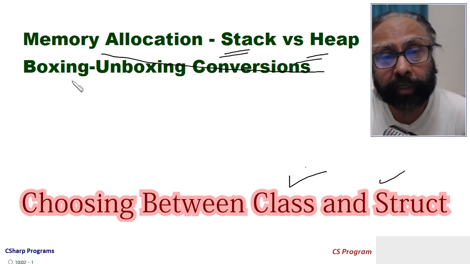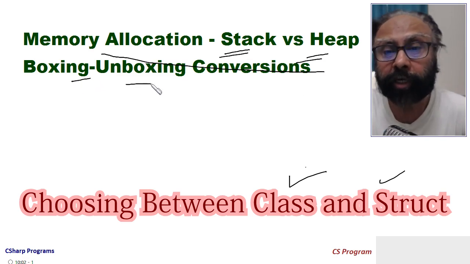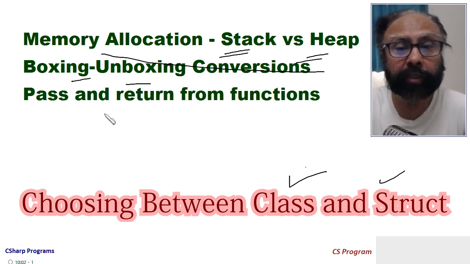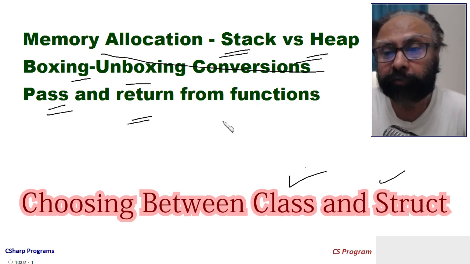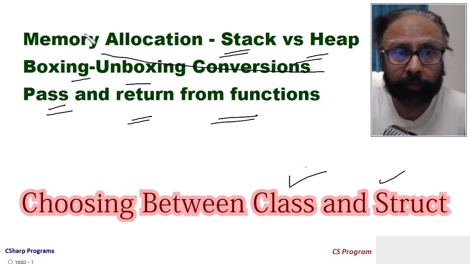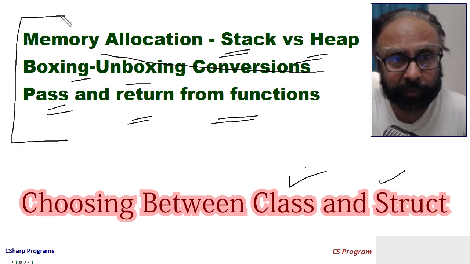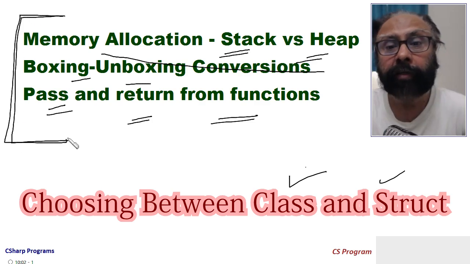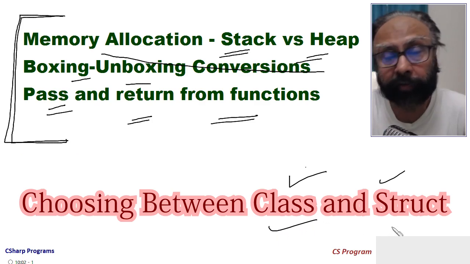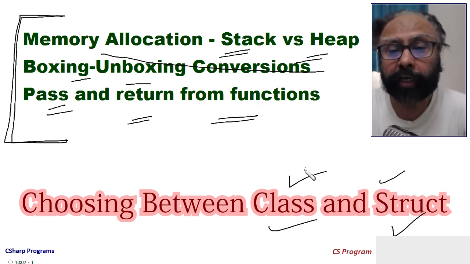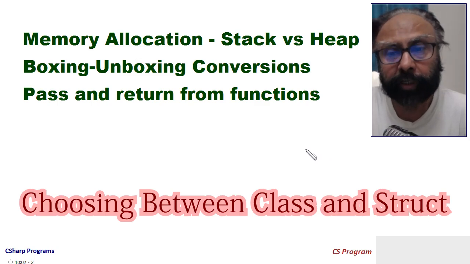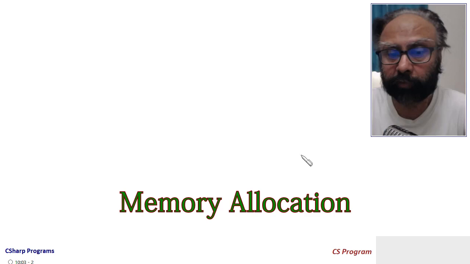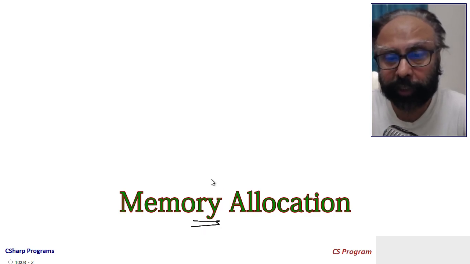The second factor that we need to consider is boxing and unboxing conversions, and the third factor is passing and returning from functions. These are the three factors that will help us decide when to use a class and when to use a struct. In the end, I'll give a summary of the whole thing that we shall be discussing. So first of all, let's talk about memory allocation.